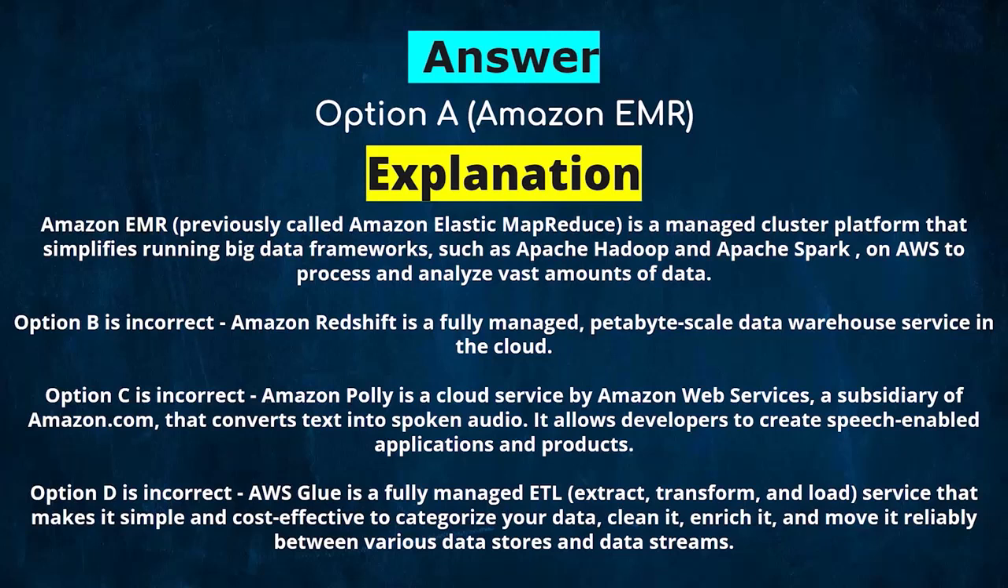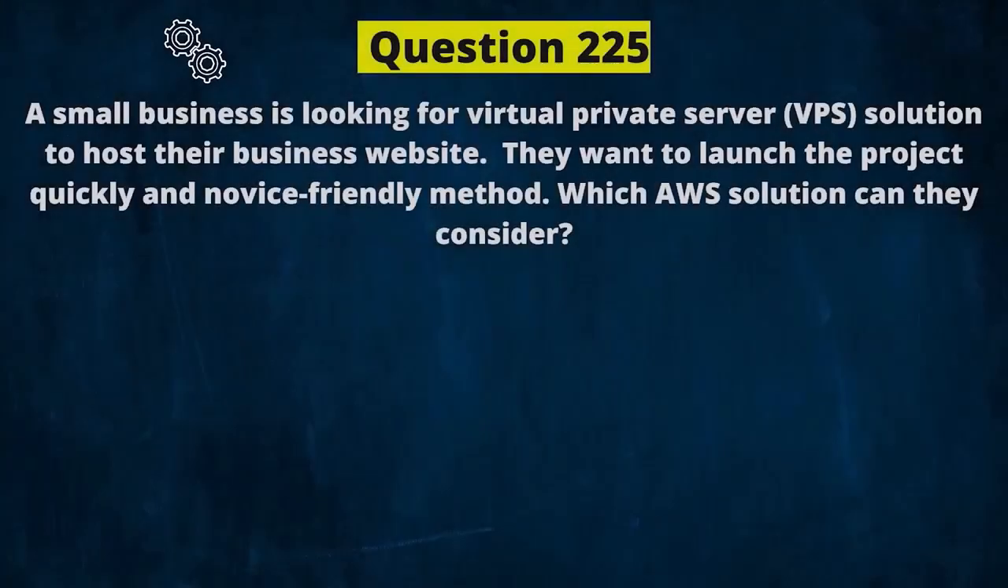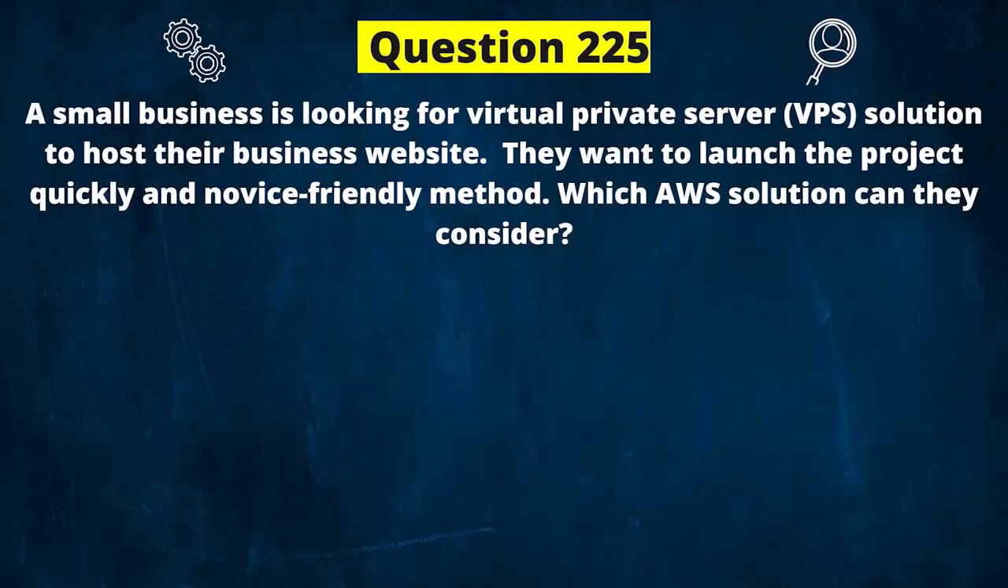Option D is incorrect. AWS Glue is a fully managed ETL, extract, transform, and load service that makes it simple and cost-effective to categorize your data, clean it, enrich it, and move it reliably between various data stores and data streams. Next question. A small business is looking for a virtual private server solution to host their business website. They want to launch the project quickly and with the most novice-friendly method. Which AWS solution can they consider?